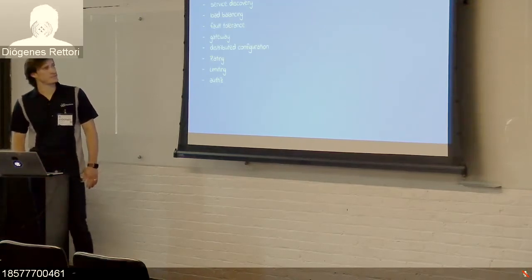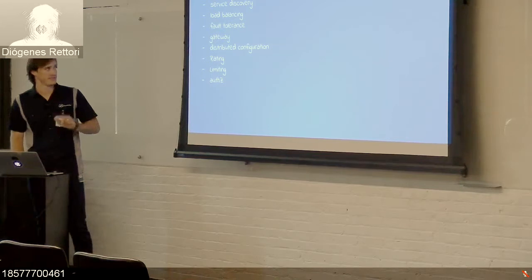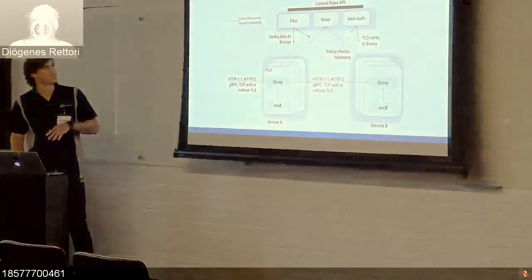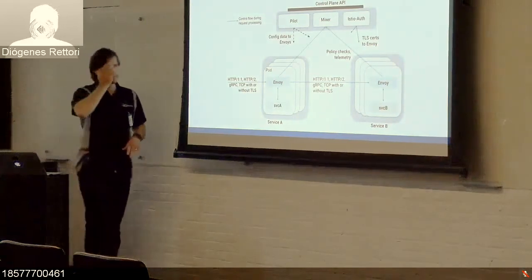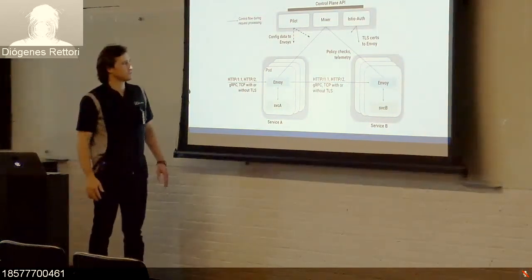So Istio, what does it do? Pretty much similar to some of the Netflix OSS technologies, but in a different way. Service discovery, load balancing, fault tolerance, it is a gateway, it has distributed configuration, rate limiting, authentication, authorization. The pieces of Istio are represented here.